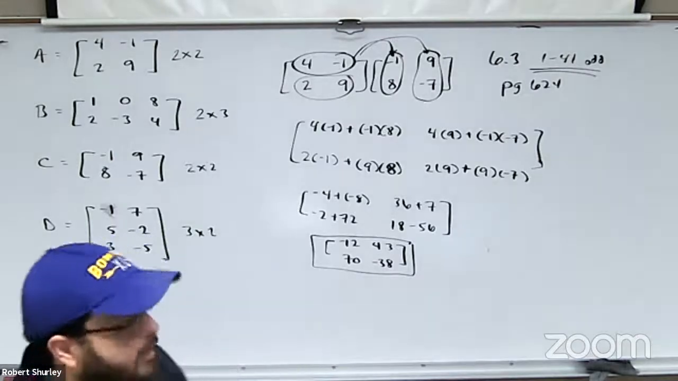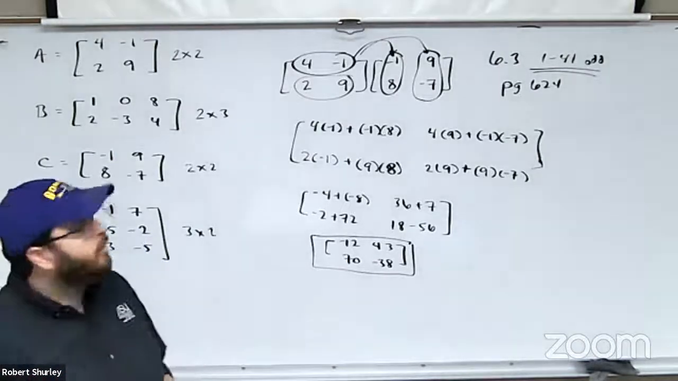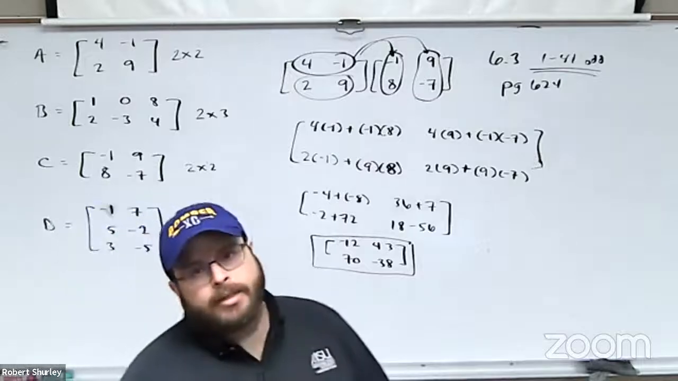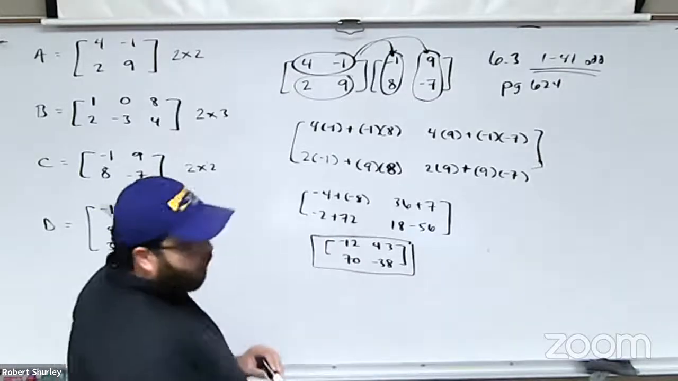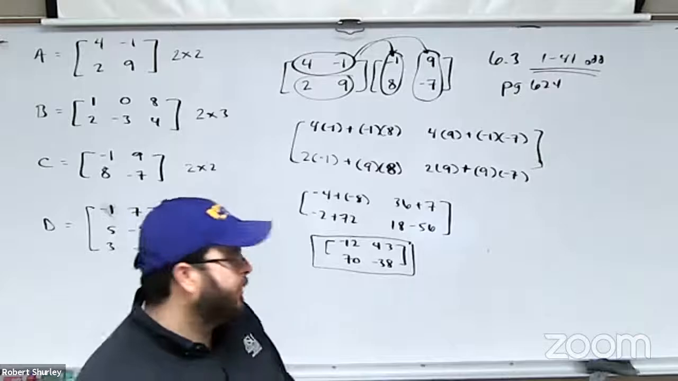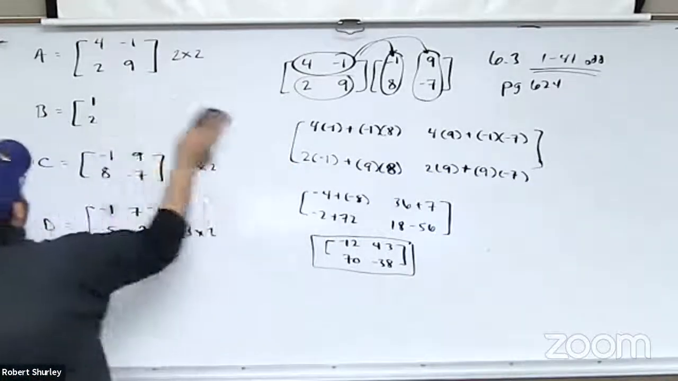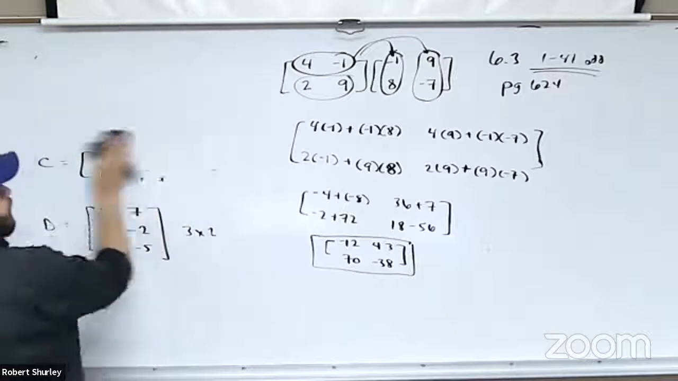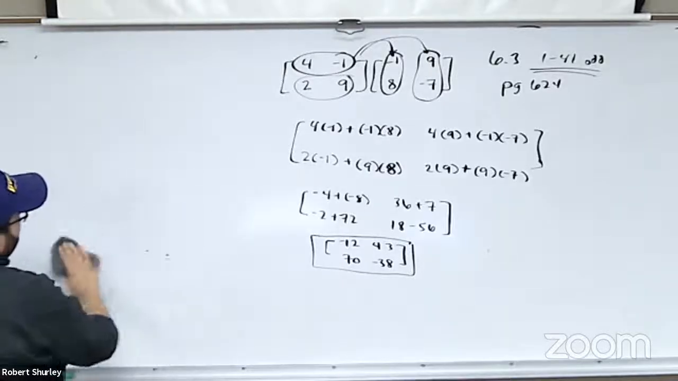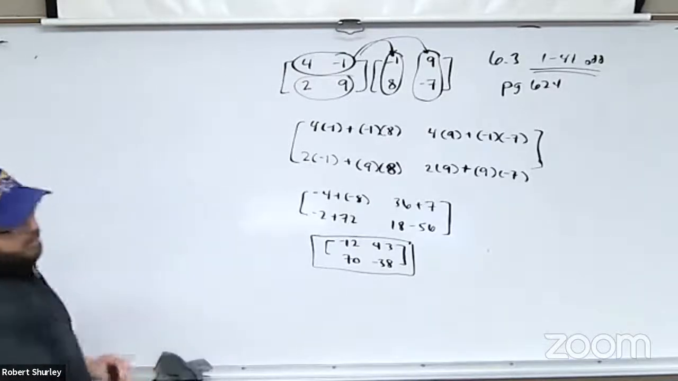Okay. And then 6.4 is not going to take long at all today. So I'm just going to tack it on at the end of this lecture. So 6.4 is over inverses of matrices. So before we really jump into the inverse of a matrix, we need to talk about what an inverse is. And we know this already from basic arithmetic.